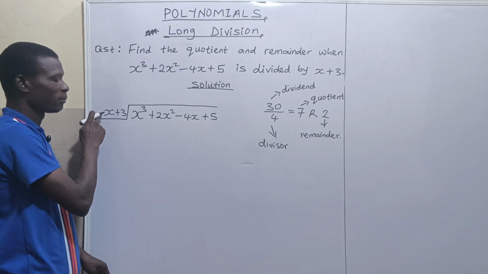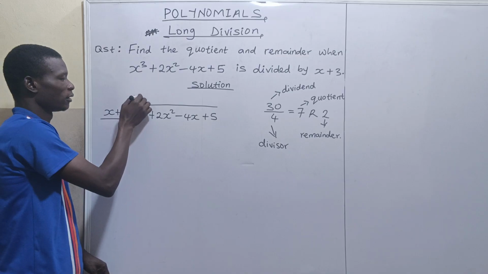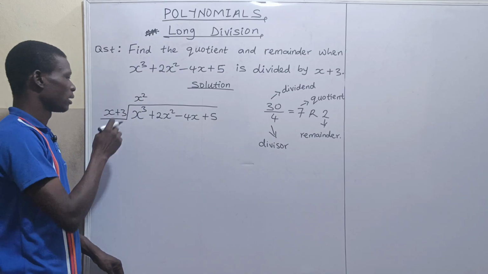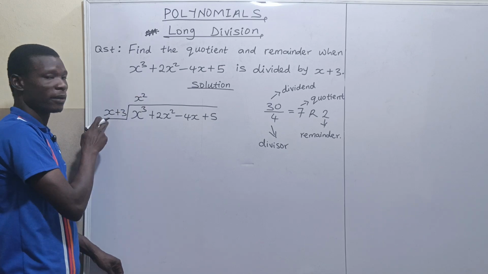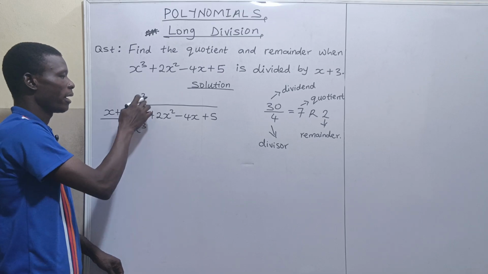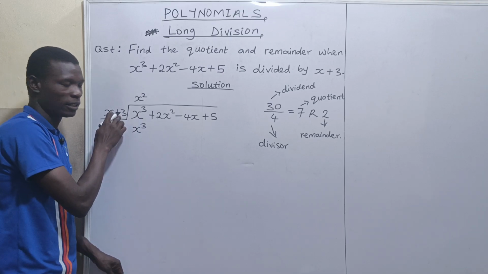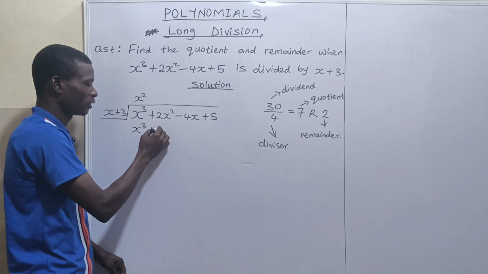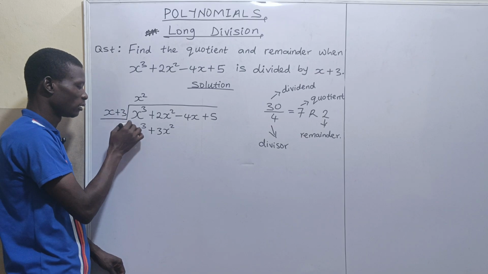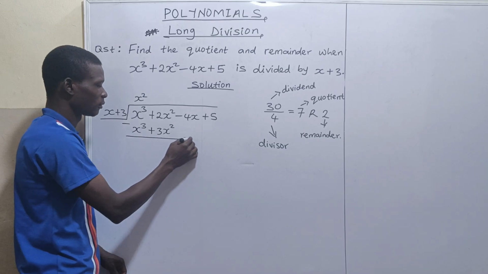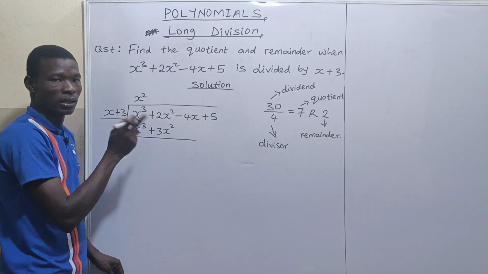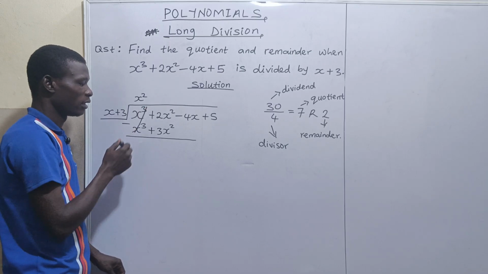X cubed divided by x will give us x squared. X squared multiplied by x would be x cubed. X squared multiplied by positive 3 will give us plus 3x squared. The next thing is to subtract. X cubed minus x cubed, that will be 0, eliminated.